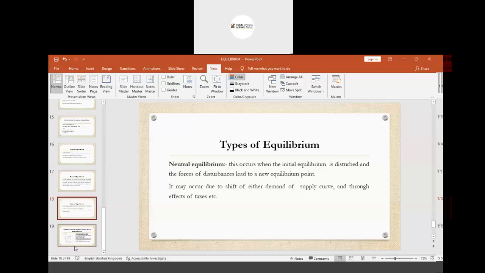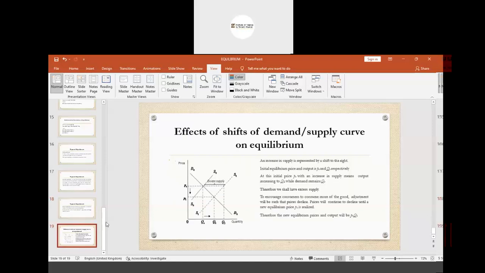It could be neutral, and it is neutral when we have disturbances and market forces push us towards it. This happens when we have either the demand curve or supply curve shifting. I repeat, neutral equilibrium will happen when we have the demand curve or supply curve, or both, shifting. And this is one of the examples.